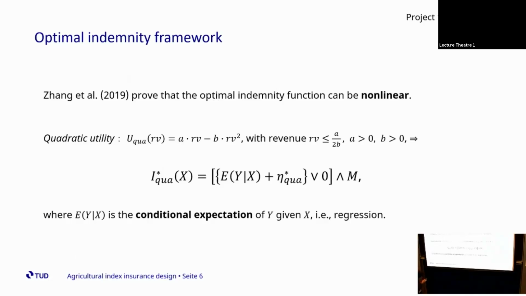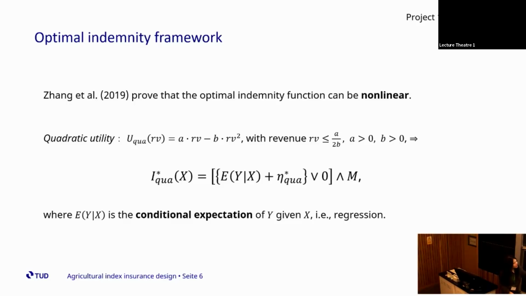We derived the optimal indemnity in John's paper, and we got this nice structure. I star is the optimal indemnity under quadratic utility, and within I star we have the conditional expectation of our yield losses given X. X could be weather indices or remote sensing indices, right? And this in statistics is nothing but a regression. It could be parametric or non-parametric. We could use any method to estimate this conditional expectation.